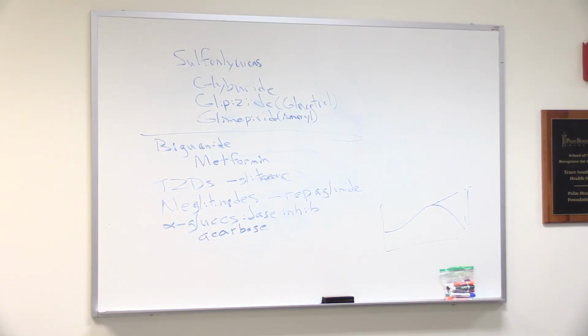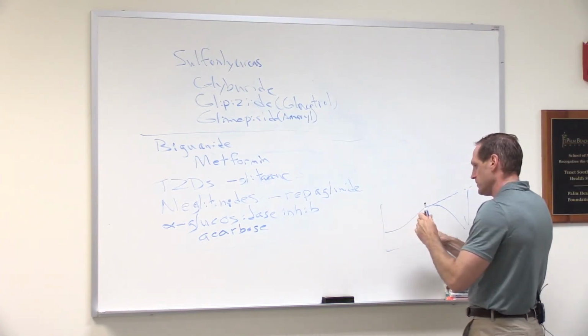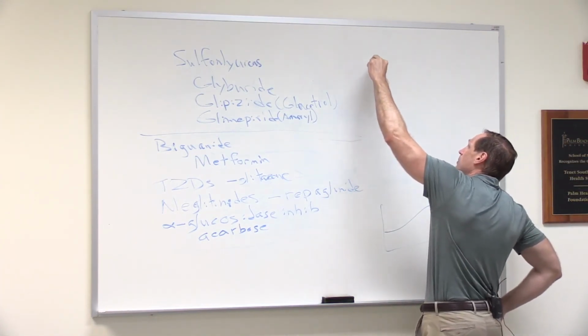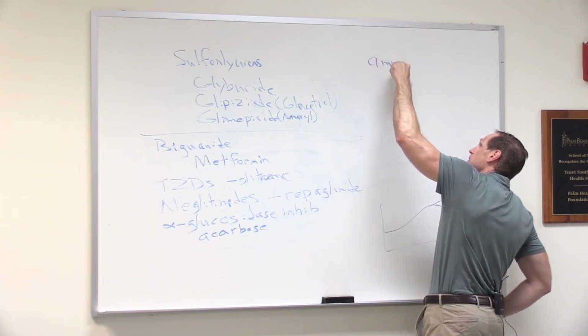This is the end of the older drugs. At this point, we're going to go to newer drugs. So the first newer drug is amylin analogs.